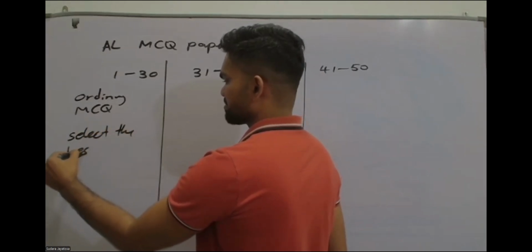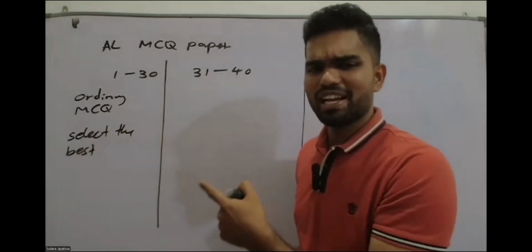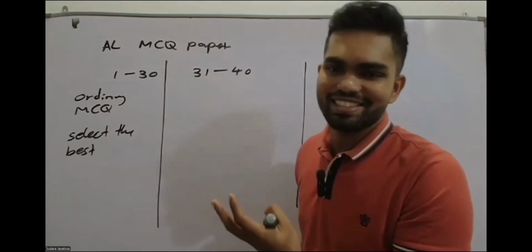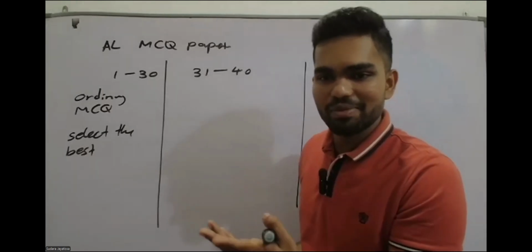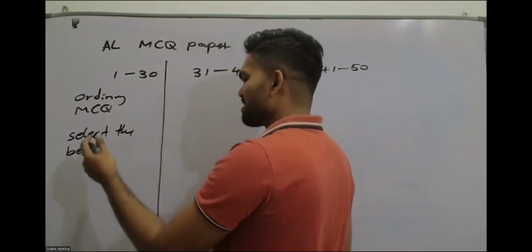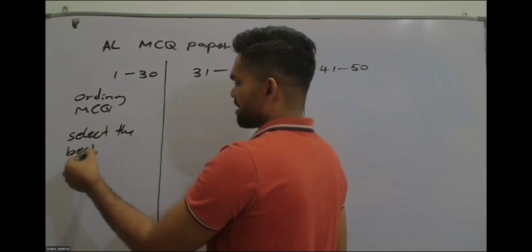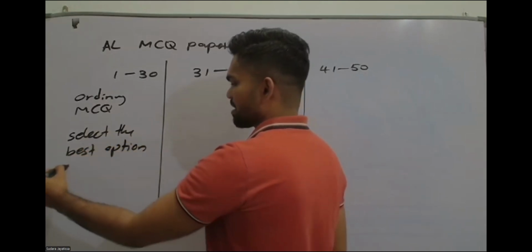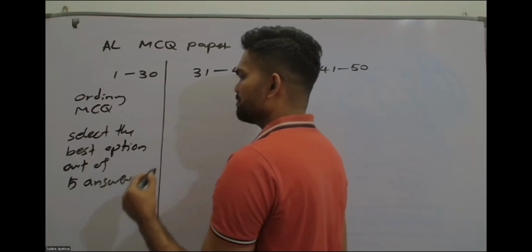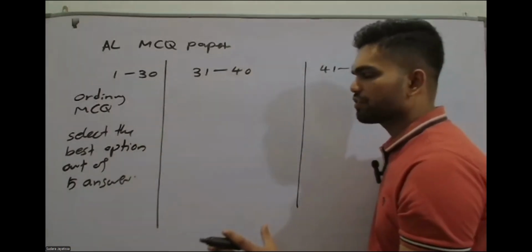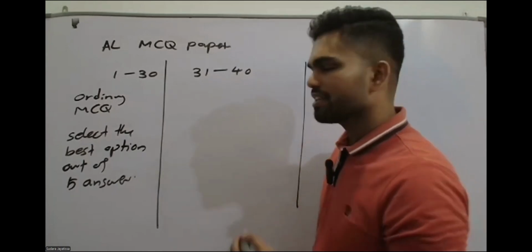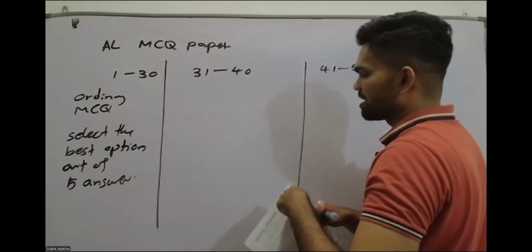Why do they say best? You will understand that reason later. Sometimes you might not see the perfectly correct answer. In science there is sometimes no single correct answer; you will have the best answer. You will see that practically in future discussions. So select the best option out of 5 answers. Okay, that is the first type of MCQ. You will have 30 of them, just like you had for the O-level MCQs, right? So 31 to 40 is a little bit different.